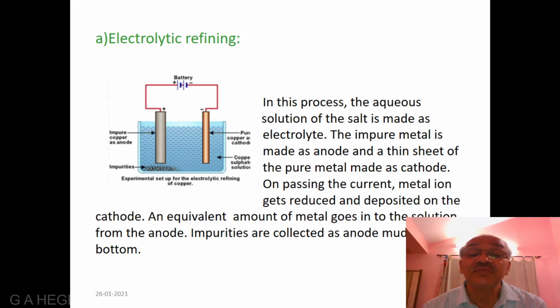In this process, the aqueous solution of the salt is made as electrolyte. The impure metal is made as anode and a thin sheet of the pure metal made as cathode. On passing the current, metal ion gets reduced and deposited on the cathode. An equivalent amount of metal goes into the solution from the anode. Impurities are collected as anode mud at the bottom.